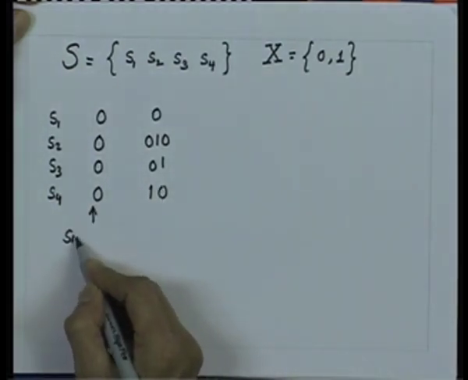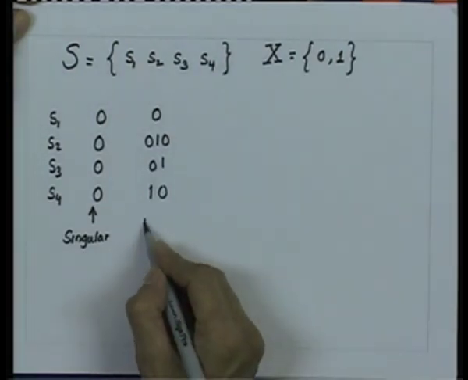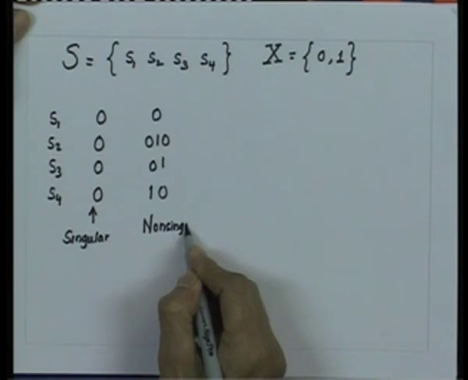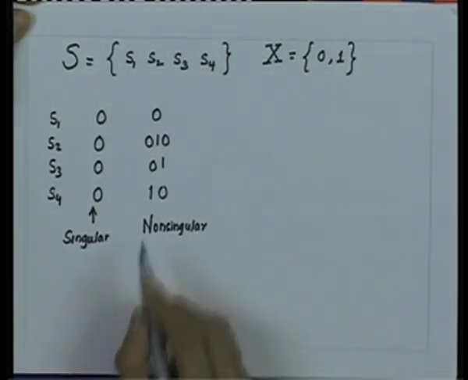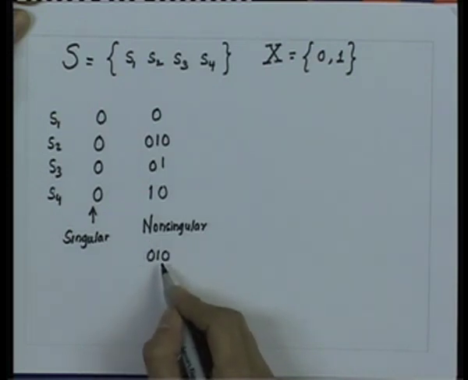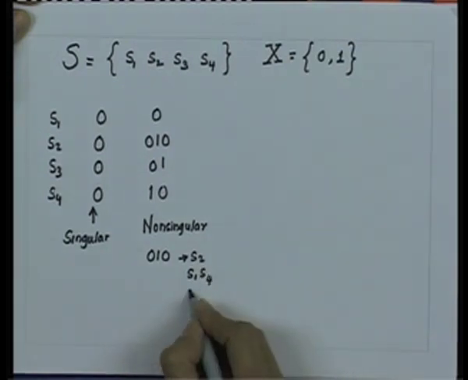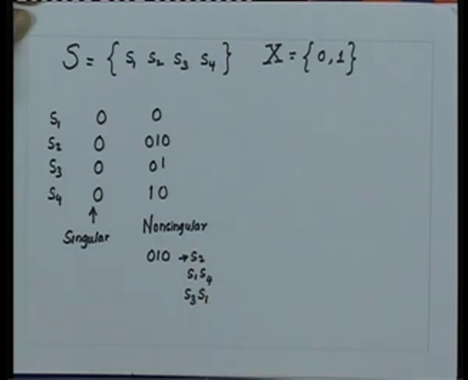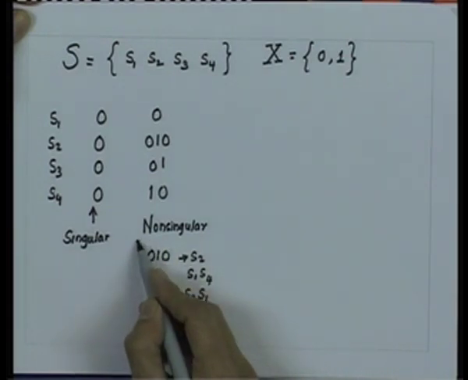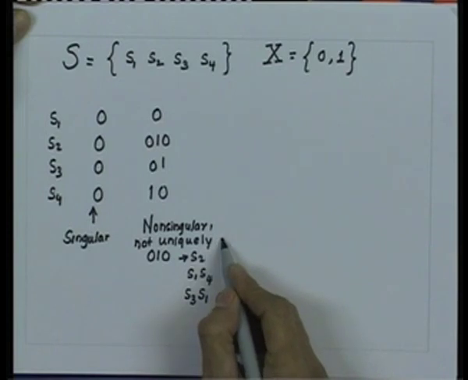So, the first I would say is an example of a singular code where all the code words are the same for all the source symbols. This is an example of a non-singular code, but when I receive 0, 1, 0, then I am not able to decode it in an unambiguous manner, because 0, 1, 0 could either correspond to S2, or it could correspond to S1 followed by S4, or it could correspond to S3 followed by S1. So, this is another example of a not uniquely decodable code, but this is non-singular, not uniquely decodable.